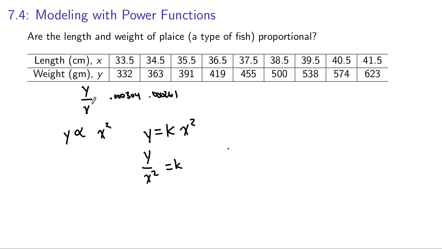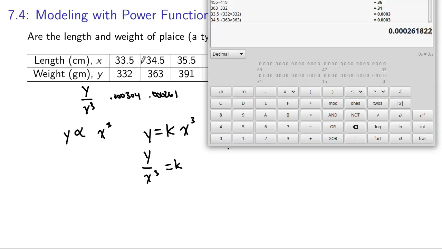What if it's proportional to the cube of x? Then y over x cubed would have to be a constant. So we can find the y value over the x value cubed. 33.5 over 332 cubed is about 0.000000915. 34.5 divided by 363 cubed is not the same number, so no, that doesn't work.